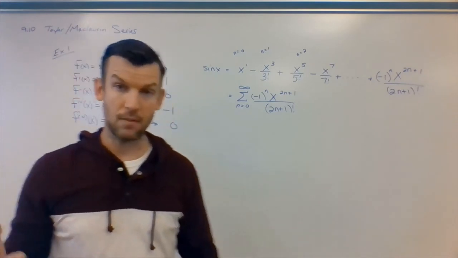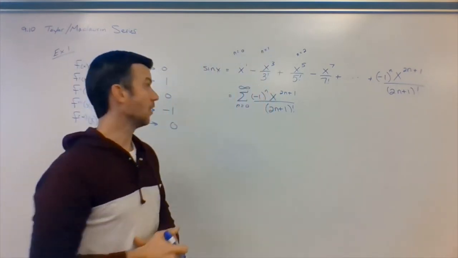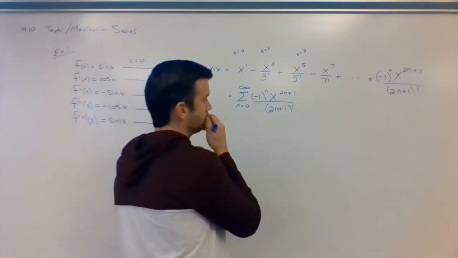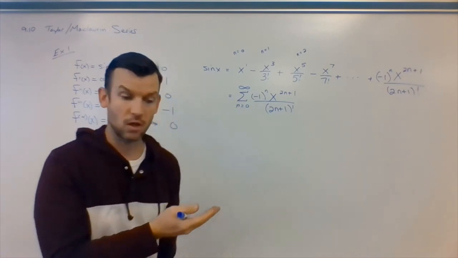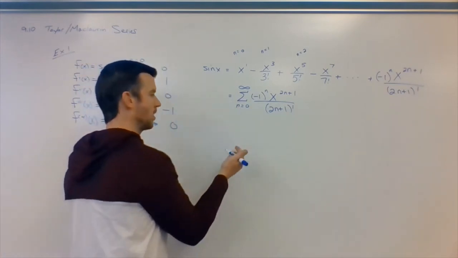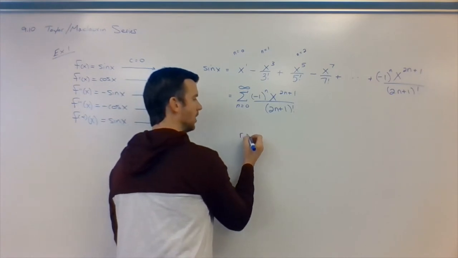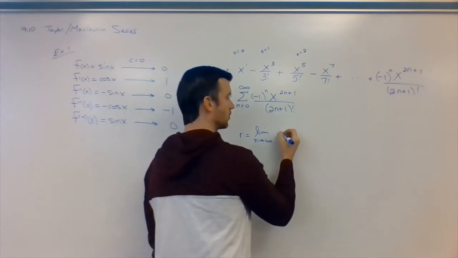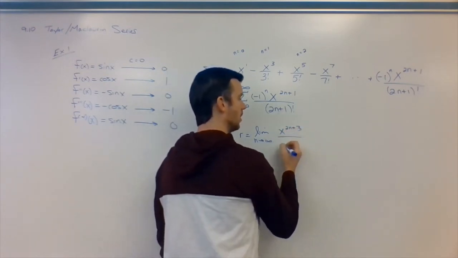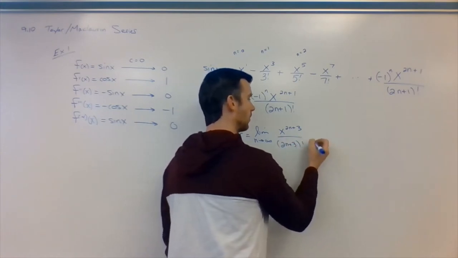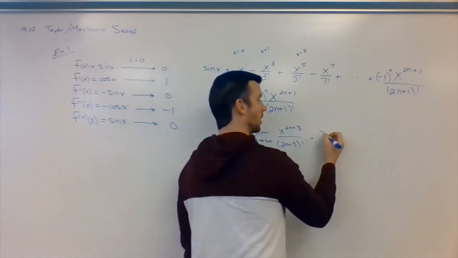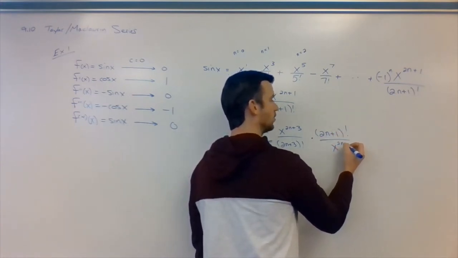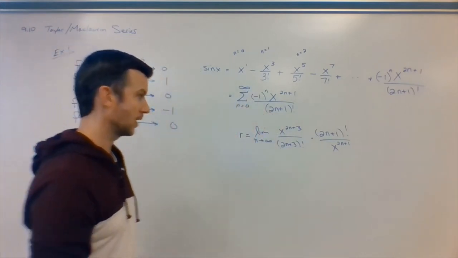Now we should be able to come up with the radius and interval of convergence just like with all of these power series. The ratio test would work for this. I think we might have done this in a previous lesson, but we can review it. The ratio test would give us the limit as n goes to infinity of the n plus first term, so that's x to the 2n plus 3 over (2n plus 3) factorial, divided by the nth term, or times the reciprocal. And remember, this is the absolute value, which is why I don't include that alternating aspect.